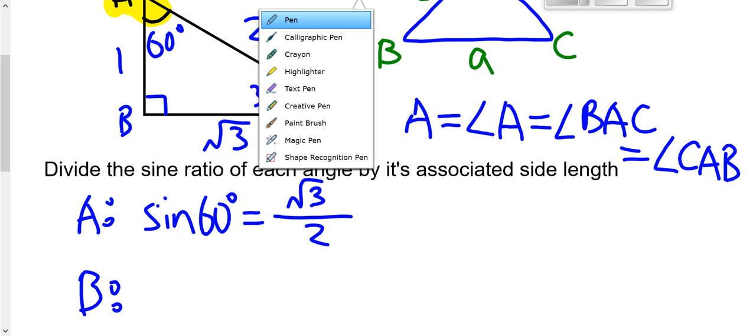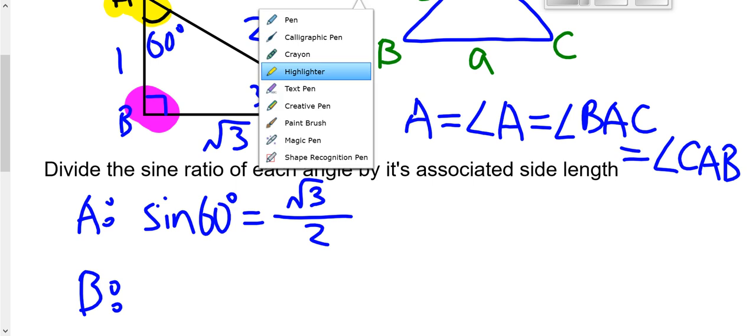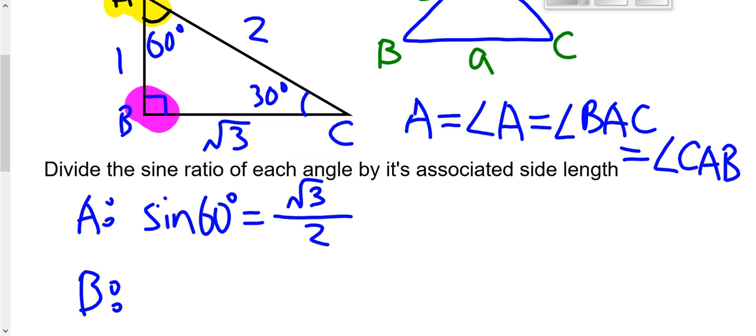So this time, let me use a different color to indicate this is the angle I'm looking at. Let's use purple. This is the one I'm looking at right now. Okay. Sorry, wrong thing. B is this one. So 90 degrees.